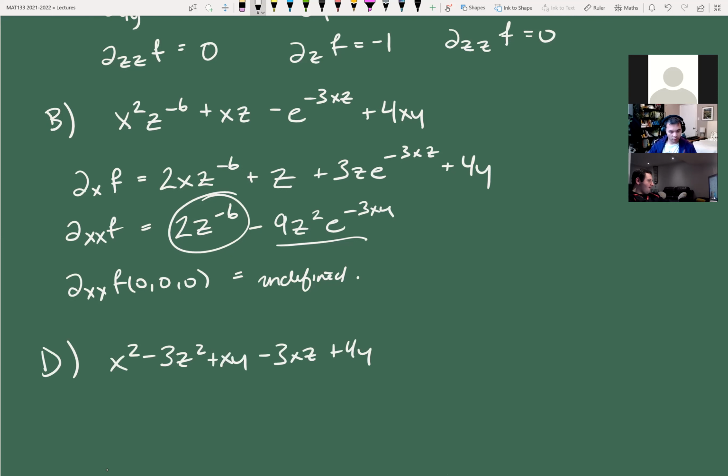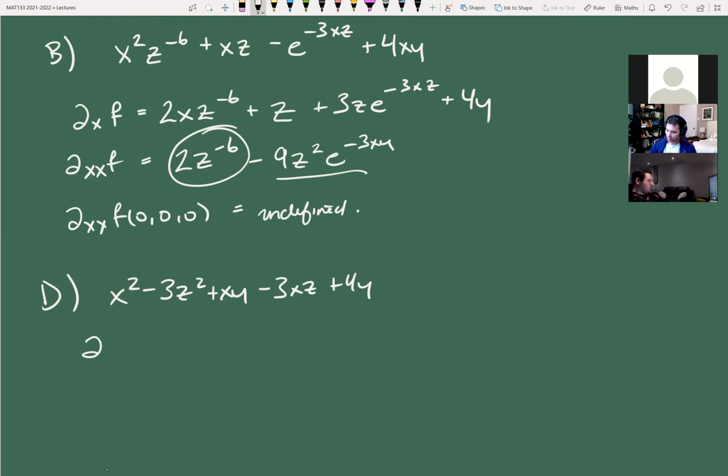And again, you can actually compute all the derivatives of these things. You'll get the x derivative is 2x plus y minus 3z. So the second x derivative is just 2, right? And that's what we need because that's the 1 element of your matrix.